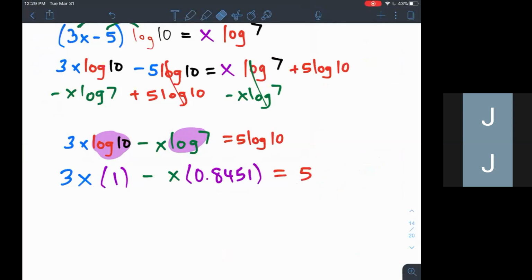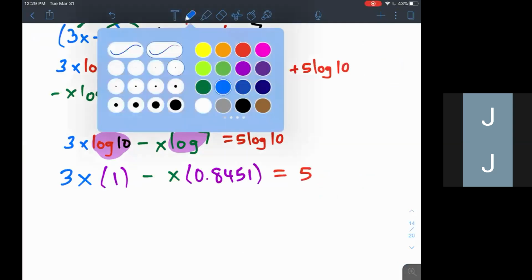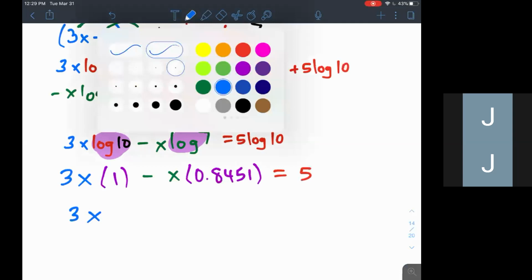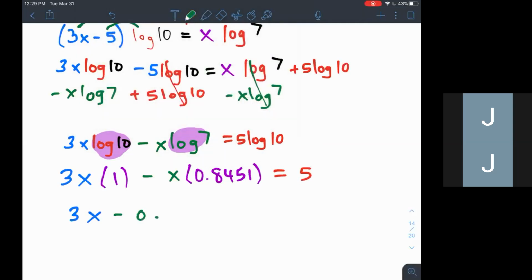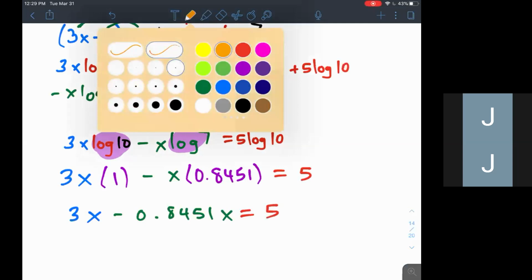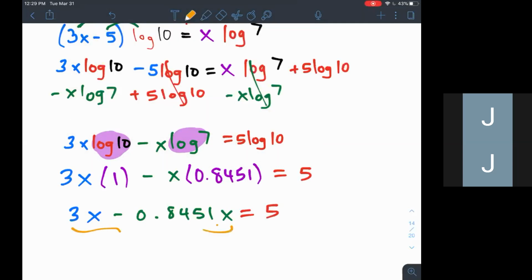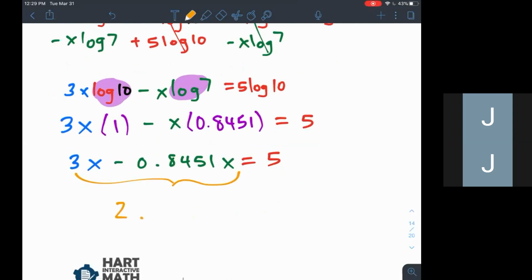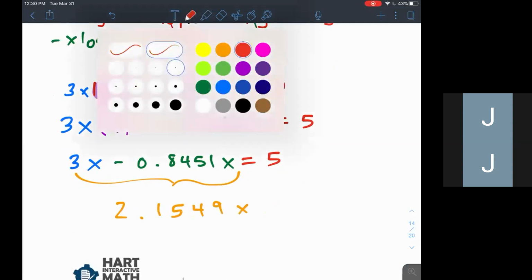Now all we have to do is continue to work this down. We have 3x times 1, aka 3x, minus 0.8451x equals 5. What we can do now is combine like terms on the left side of our equation. 3 minus 0.8451 x is going to be 2.1549 x, and that's equal to 5.